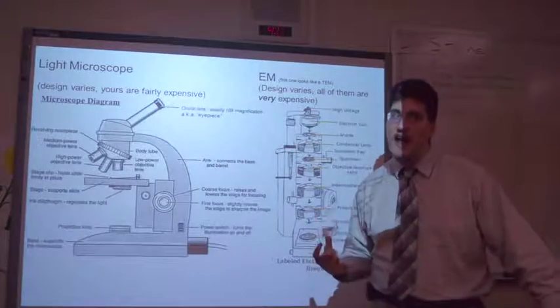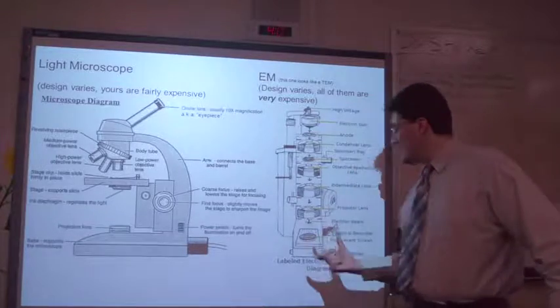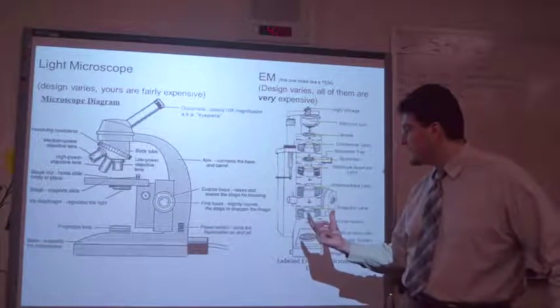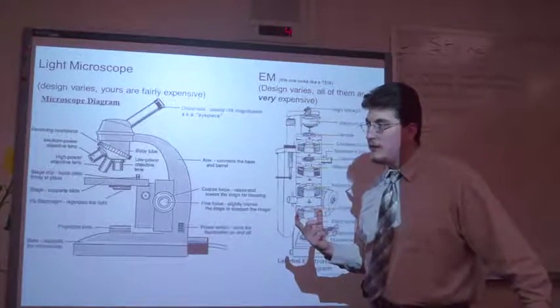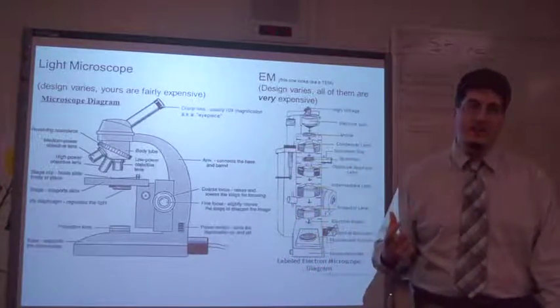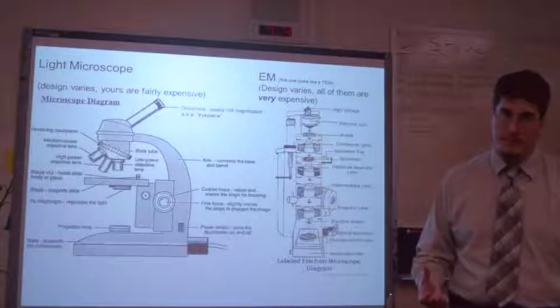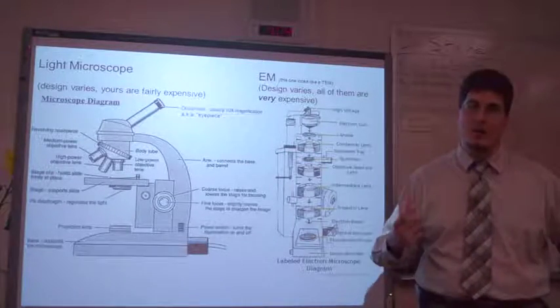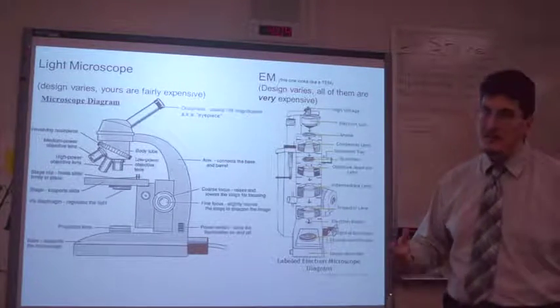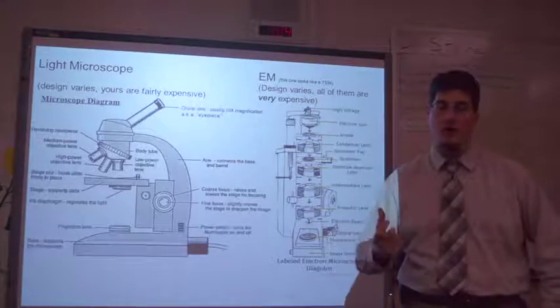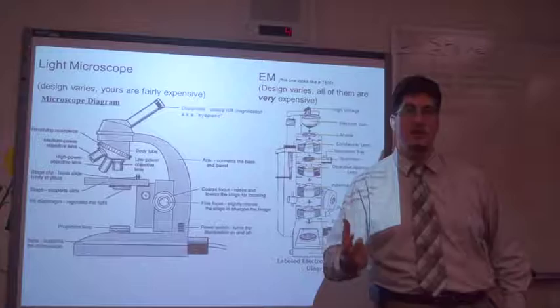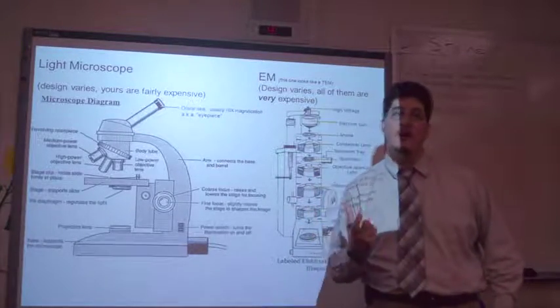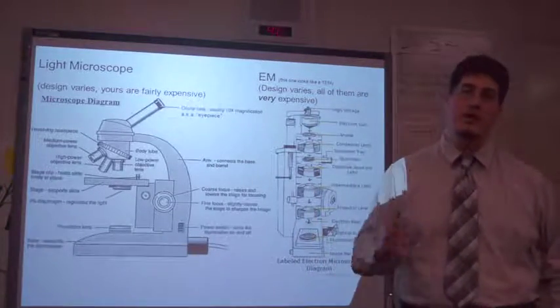That electron detector then sends that electron information as a series of ones and zeros to a computer that interprets it as a black and white image, as a series of yes or no. Did it go through something or did it not go through something? Did it bounce or did it not bounce? Yes or no.